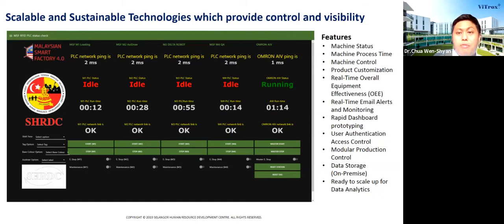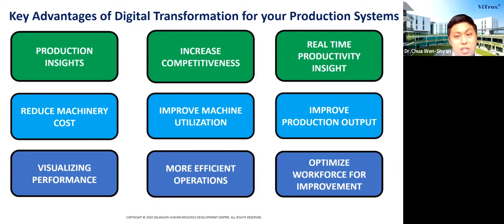The next slide will share with you what the key advantages of digital transformation for your production system are. Basically, you look at reducing your machinery costs, improving your machine utilization, and of course, improving your production output. So there are a lot of benefits to scaling up your digital transformation initiatives for your production system, which will improve your overall productivity.